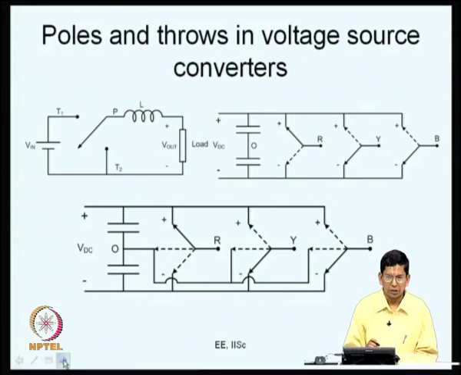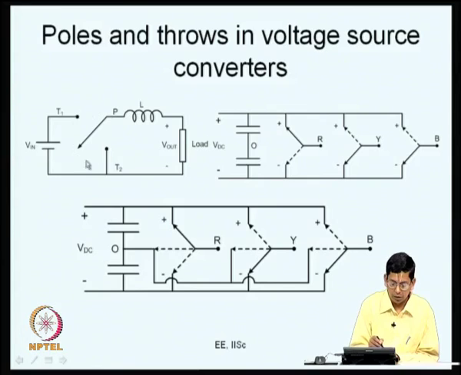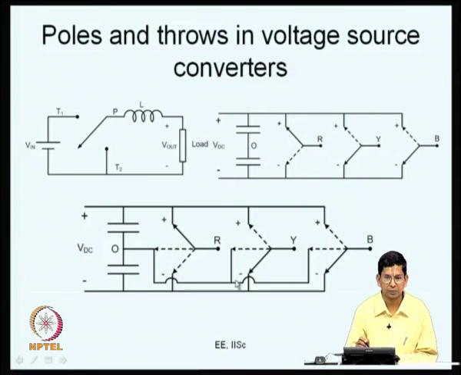You look at all the power converters. If you take the DC to DC converter, a simple buck converter, here you have a single pole double throw switch. Then if you take a 3-phase voltage source converter, once again every leg is a single pole double throw switch. If you take a multi-level converter or a 3-level voltage source inverter, every leg is now a single pole triple throw switch.